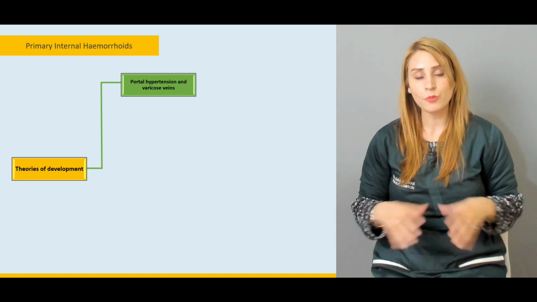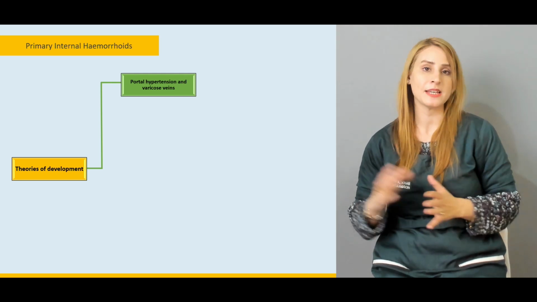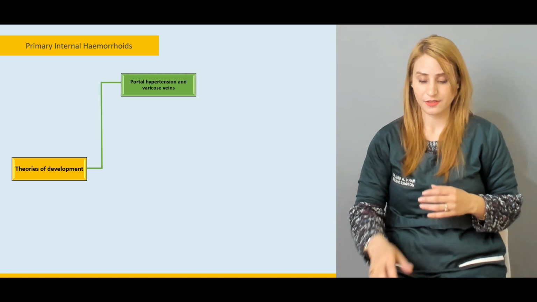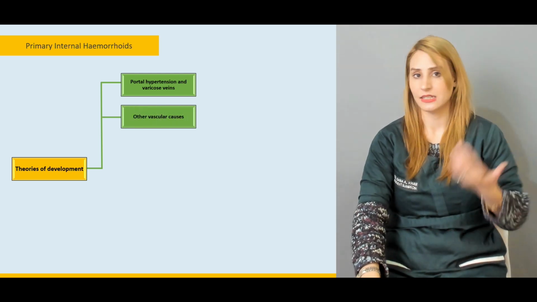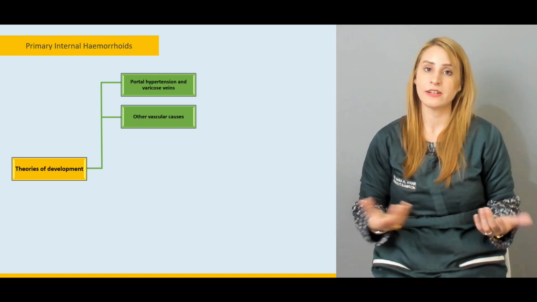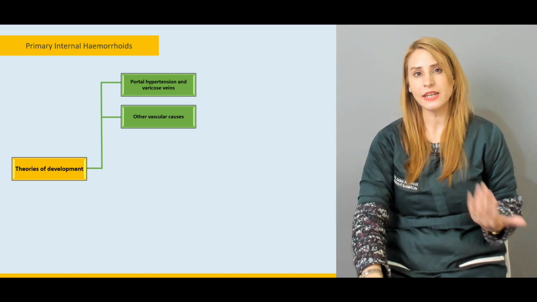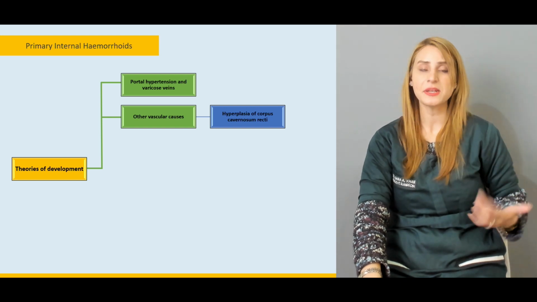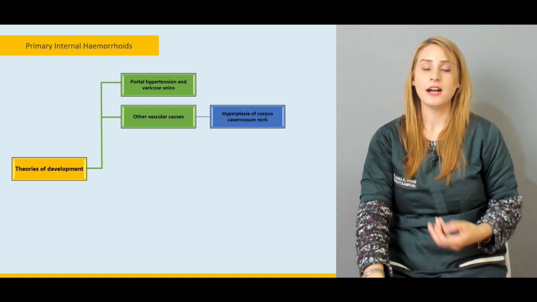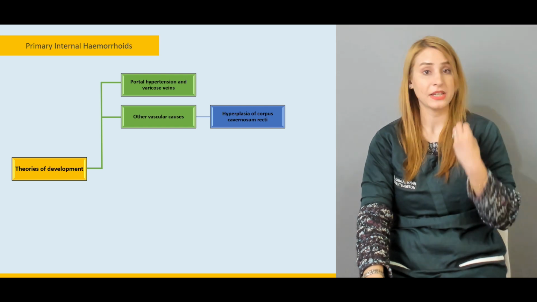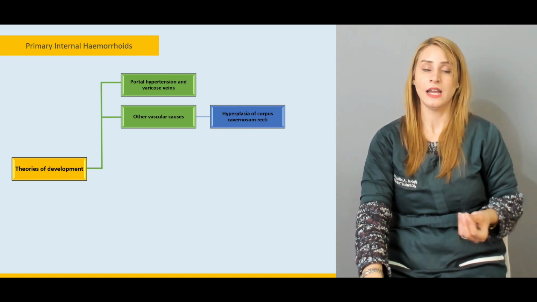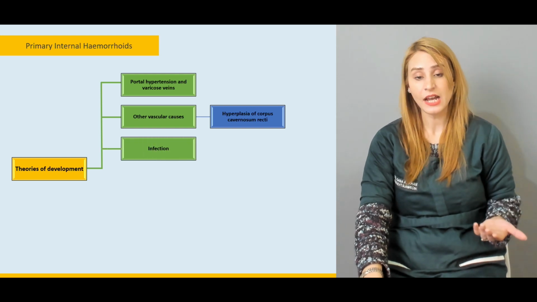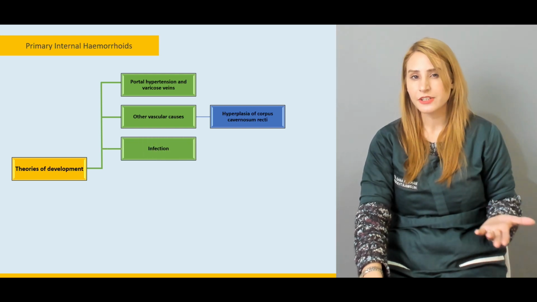So this is no more accepted, but there's a separate condition which is the anorectal varices, and it's because of the portal hypertension, and it's like the varicose veins. Now there are some other vascular causes which can be conditions related to the collagen or some intrinsic properties of the vessels. There can be hyperplasia of the corpus cavernosum recti. There can be some other infections.